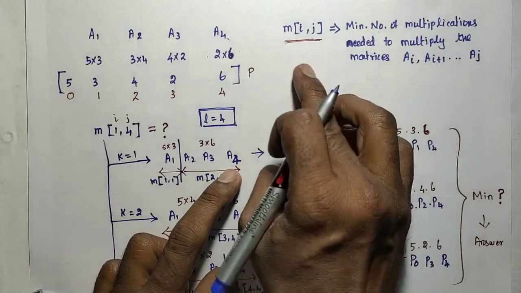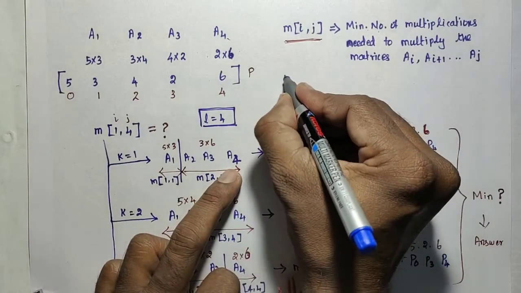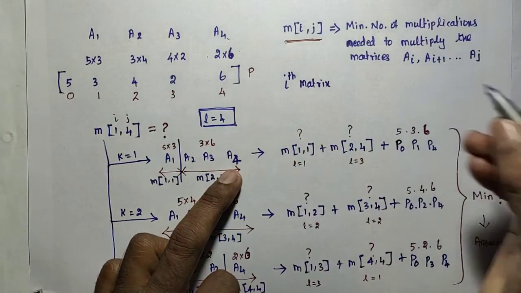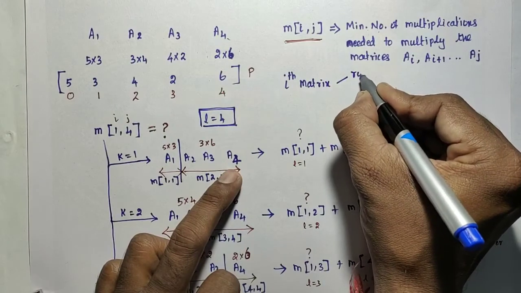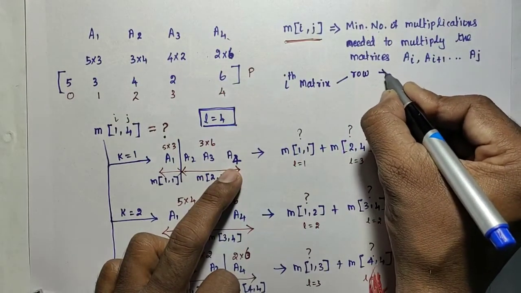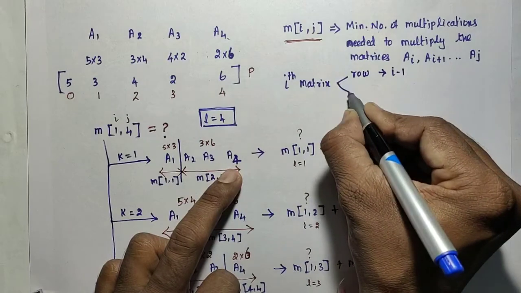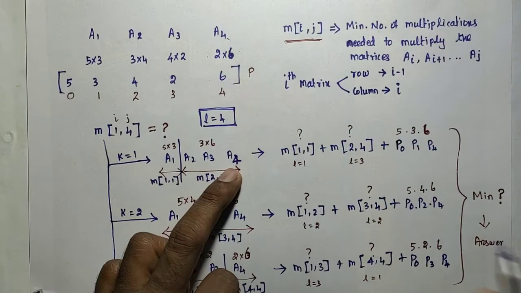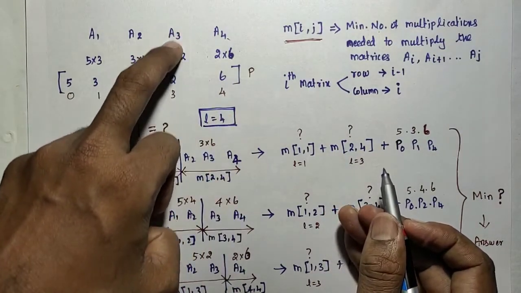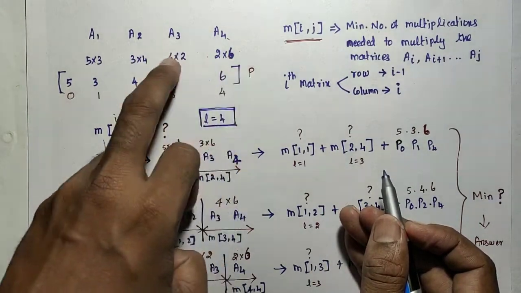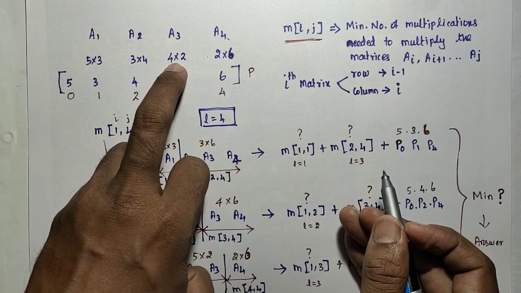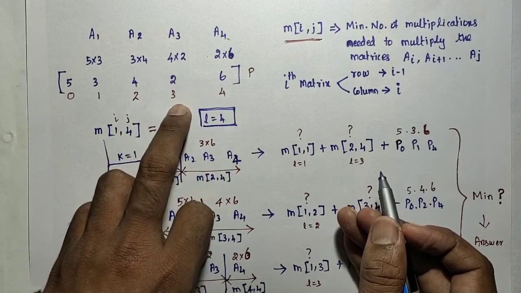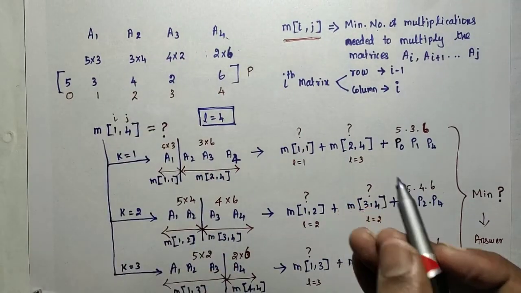For any ith matrix, the row index will be i minus 1 and the column index will be i. For example, for the third matrix, the row size is P i minus 1, that is P2, and the column size is P3, correct? 4 by 2. So that is the general formula.